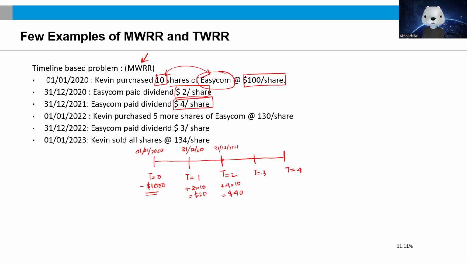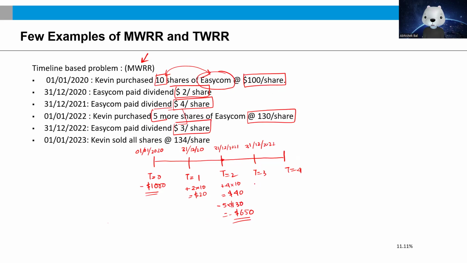So Kevin purchases 5 more shares. 5 more shares Kevin purchases of EasyCom at $130 a share. So out here, there is a cash outflow of 5 into $130 a piece, which is around $650. On 31st of December 2022, EasyCom paid a dividend of $3 per share.